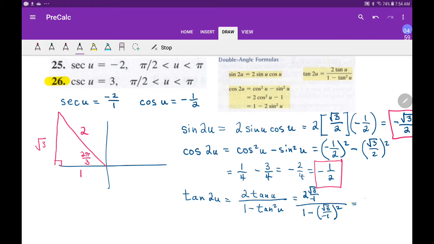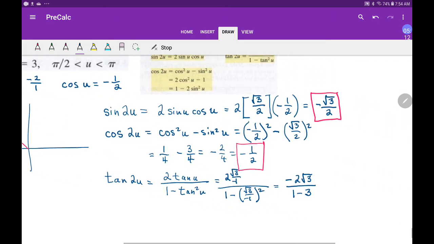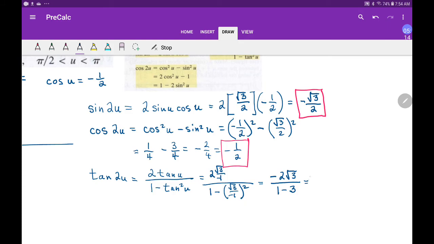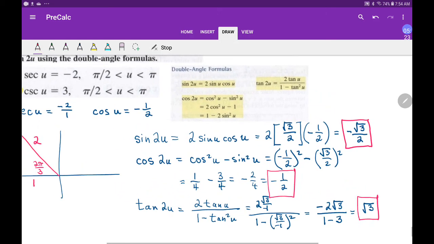And so I get negative 2 square root of 3 over, the square root of 3 becomes positive 3, and so I have 1 minus 3. And so that's a negative 2 on the bottom and a negative 2 on the top, so I'm just going to get the square root of 3. Okay, so that's it.